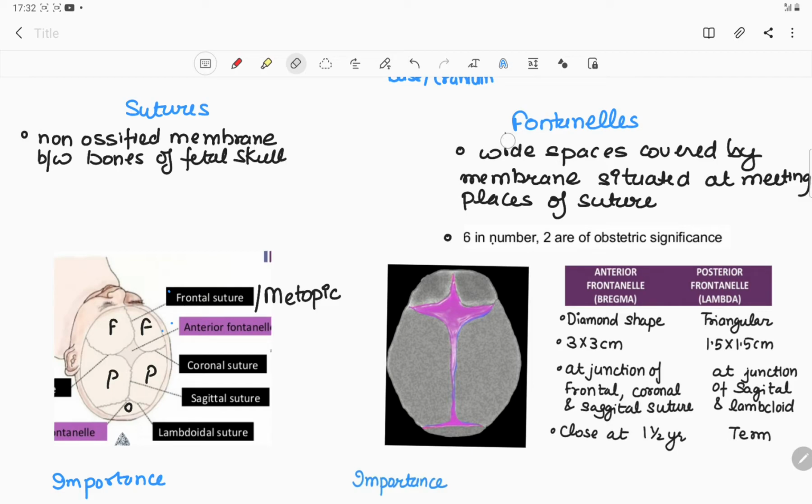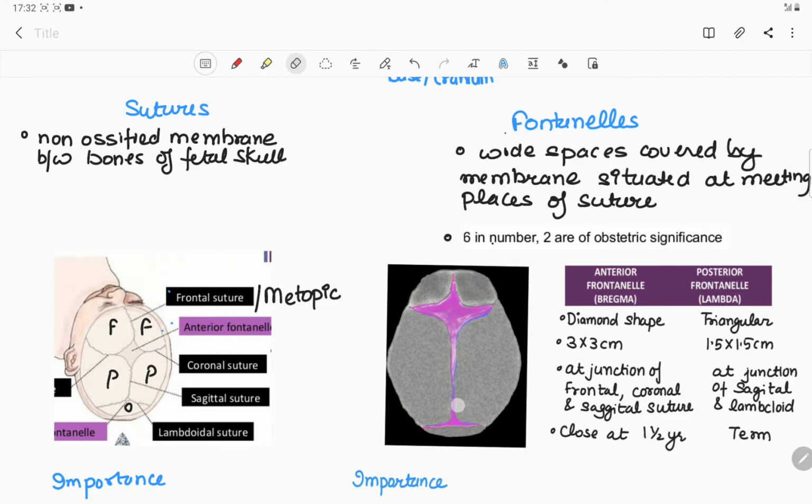Then what are fontanelles? These are wide spaces covered by the membrane situated at the meeting places of suture. There are 6 in number, but 2 are of obstetric significance. As you can see, this is anterior fontanelle, also called as bregma. This is of diamond shape, measuring 3 into 3 centimeter, present at the junction of frontal, 2 coronal and 1 sagittal suture, and it closes at 1.5 years of age.